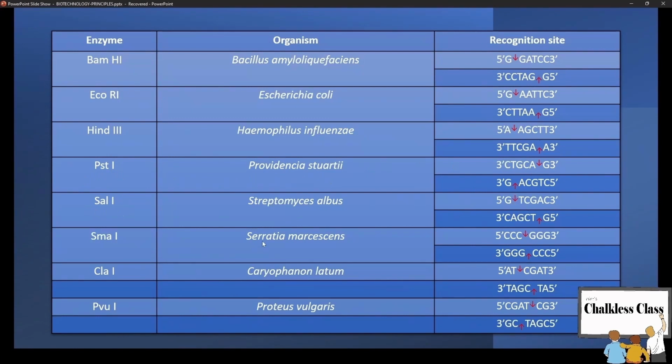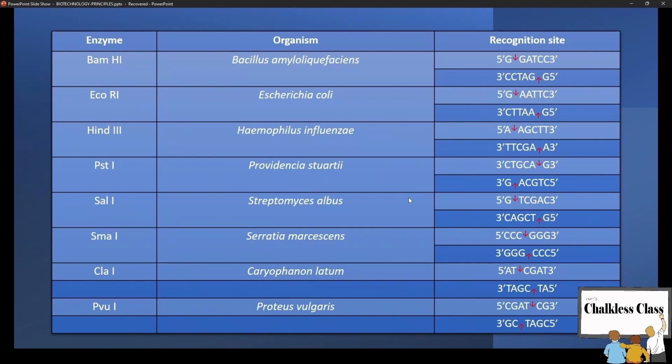Next one, Serratia marcescens. S for Serratia, MA for marcescens species, and 1 is the enzyme. It can recognize the sequence CCCGGG. And look here, these enzymes are leaving sticky ends, whereas Serratia marcescens is leaving blunt ends. Caryophanon latum, ClaI. This one is leaving sticky ends. And Proteus vulgaris, PvuI, the enzyme obtained from that species. It can cut between the C and T.